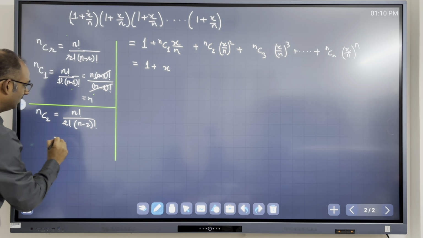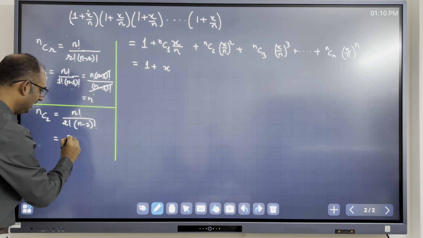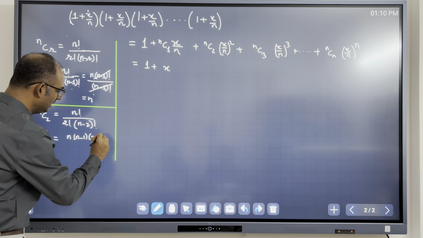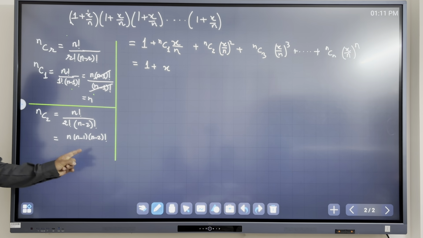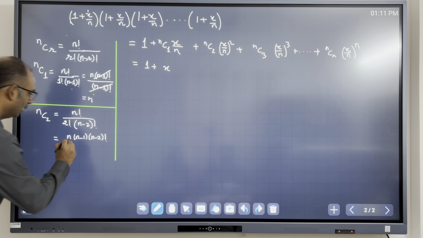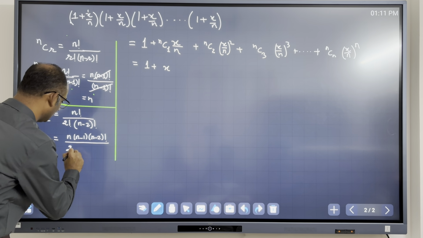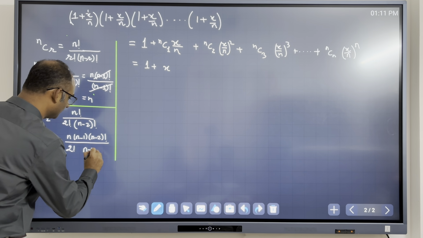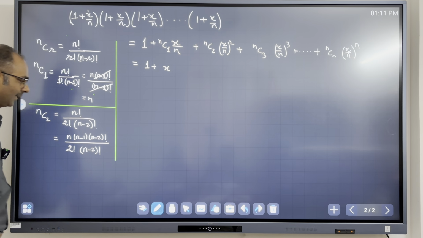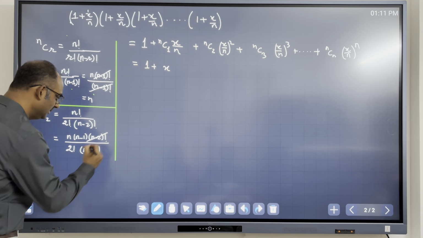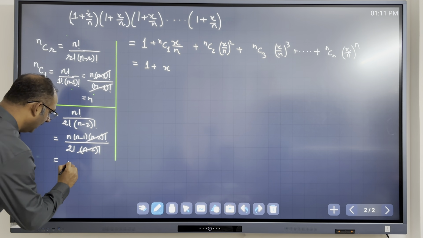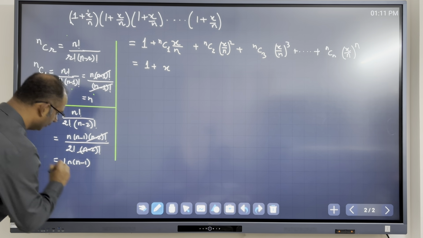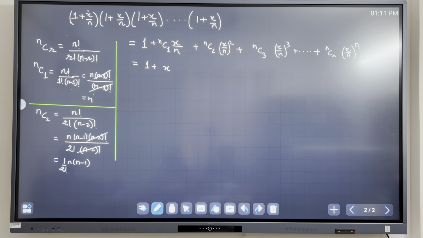So this is the same as n into n minus 1 into n minus 2 factorial over 2 factorial n minus 2 factorial. Is this clear? Okay. So n minus 2 factorial cancels and you are left with n into n minus 1 over 2 factorial. Is that fine? Very good.